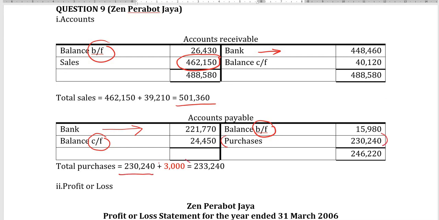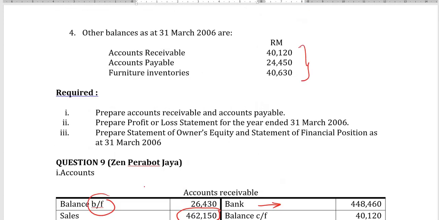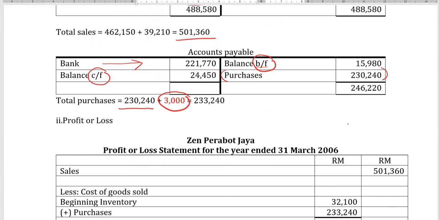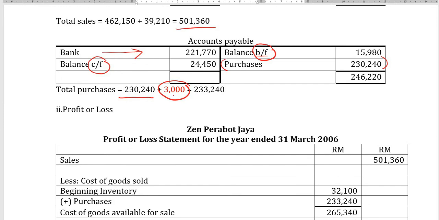Okay, mana dapat 3,000 ni? 3,000 ni from here. Sebab dia bagi tahu tadi 3,000 ni dia beli inventory secara cash, tapi it's not recorded yet. Okay, alright, so this one will be included into your purchase. Sebab dia beli tadi, besides beli furniture, dia juga beli inventory. So 3,000 ni ialah cash purchase. So your purchase sebenarnya ialah 233,240.